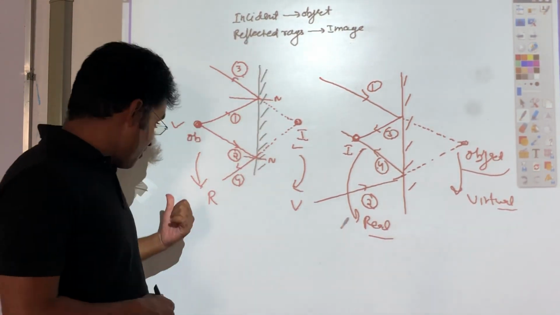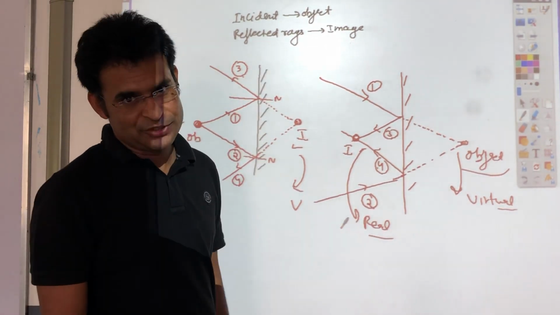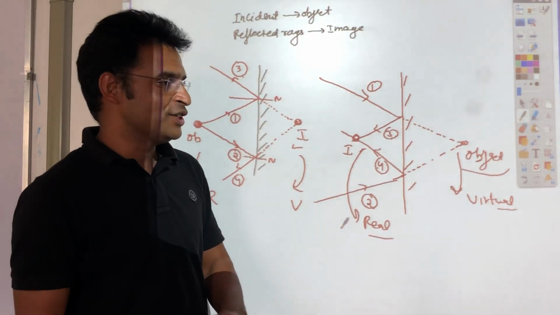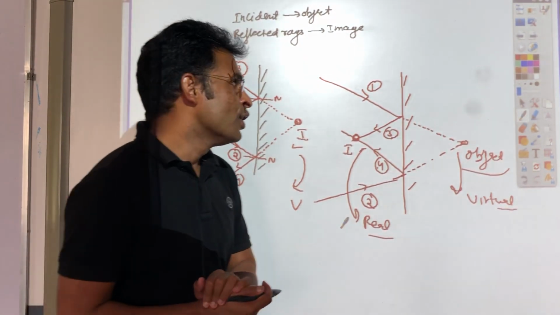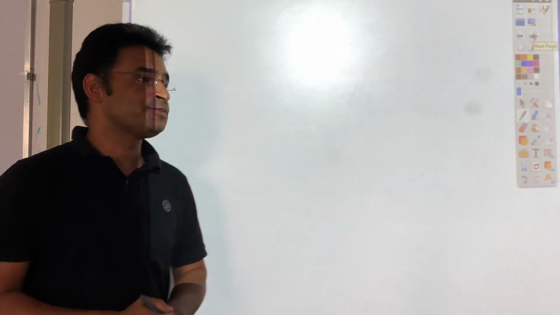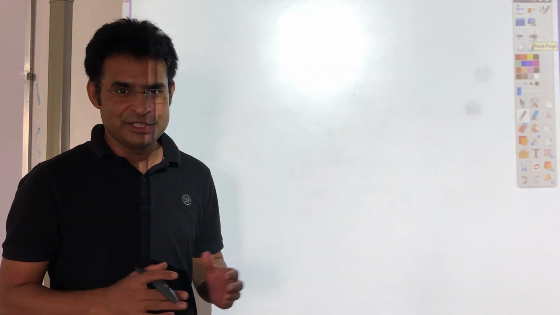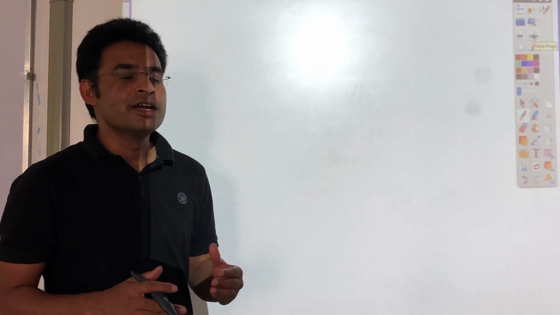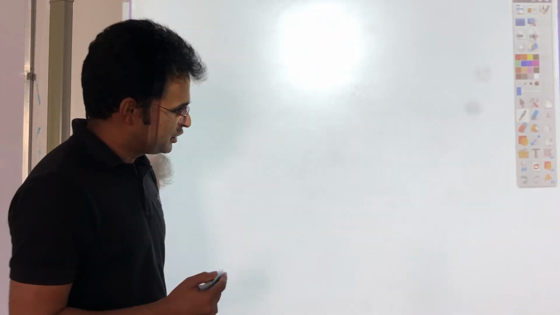So real object, virtual image. Virtual object, real image. So this one is object and image, and the law of reflection we also did. The intersection of incident rays is the object, and the intersection of reflected rays is the image. Now using that law, if I want to find the image position, the size of the image, and the magnification, we can use that for a ray diagram.